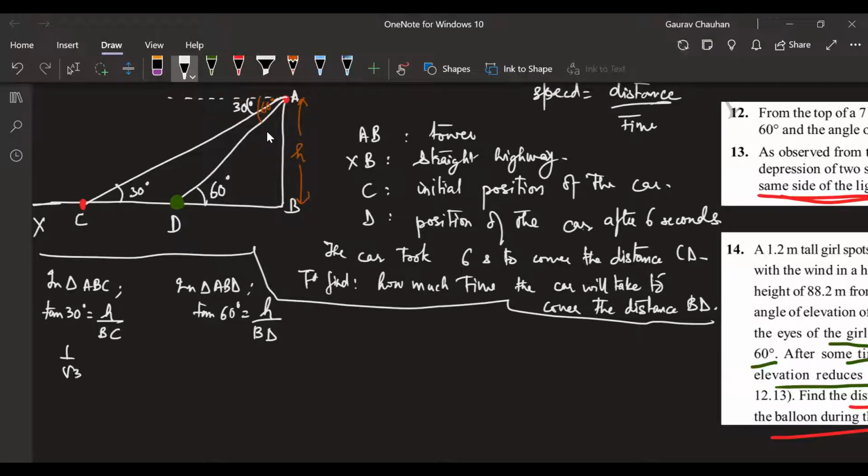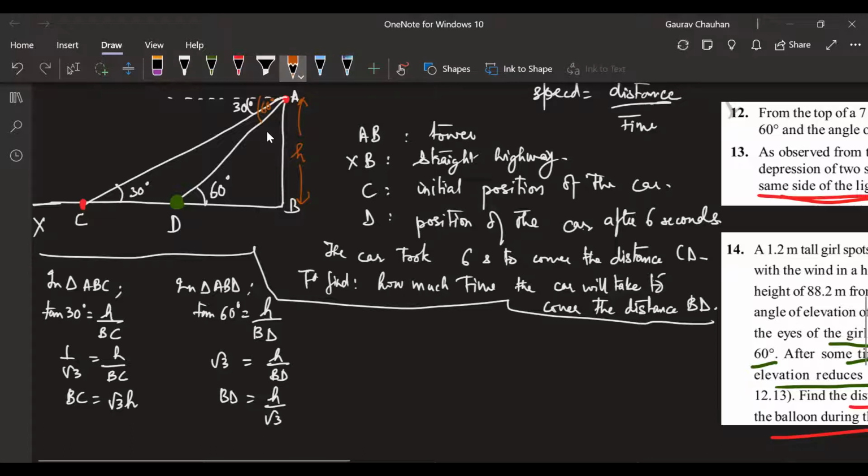So 1 by root 3 is equal to H by BC. BC is equal to H by root 3. No, sorry. BC is equal to H into root 3. Okay, basically root 3H. Here root 3 is equal to H by BD, or BD is equal to H by root 3. Okay, we have got two things here. We have got this full thing as root 3H. We have got this thing as H by root 3. Now I'm thinking both of these in terms of H.